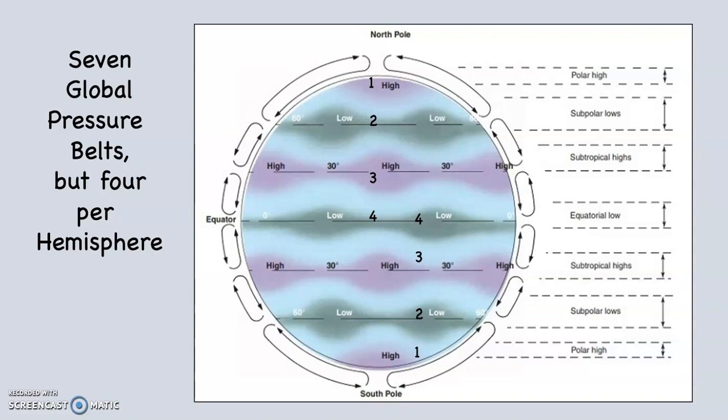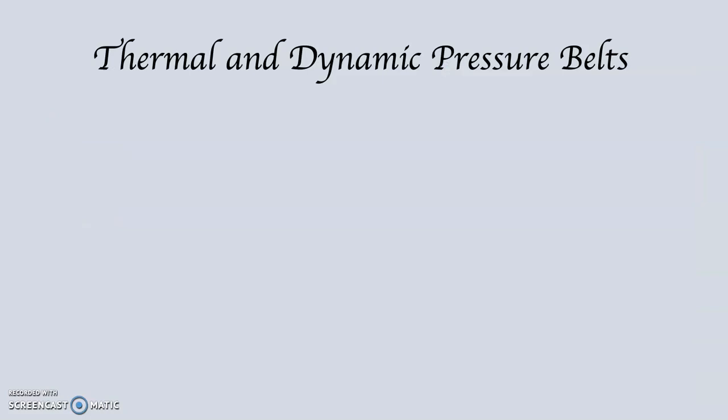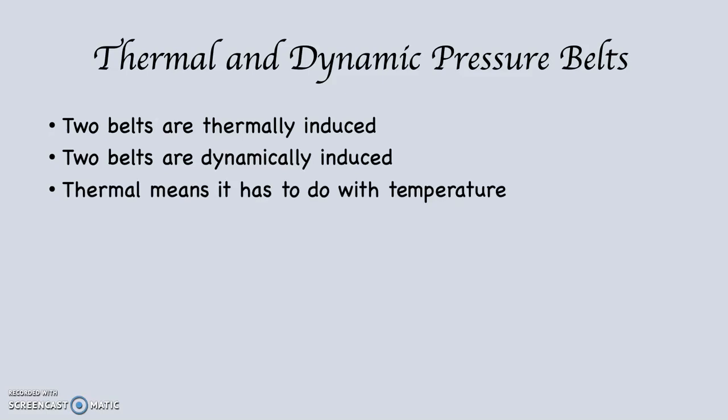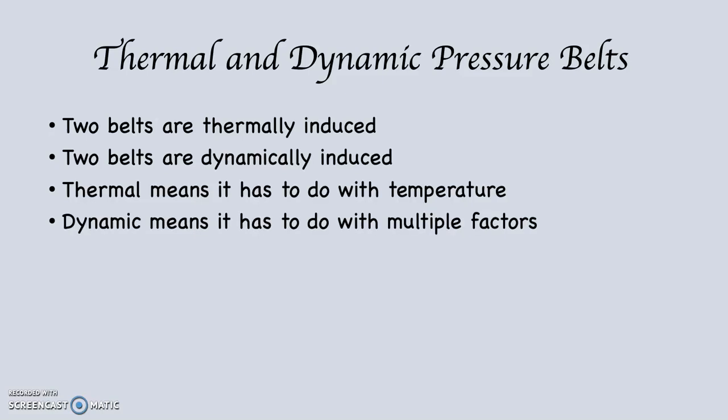Okay? We're just going to take a look at the northern hemisphere and just deal with it in the northern hemisphere because the southern hemisphere replicates, all right? Now, per hemisphere, there are both thermal and dynamic pressure belts. There are 2 thermally induced pressure belts per hemisphere and 2 dynamically induced pressure belts per hemisphere. Thermal, like you might guess, means it has to do with temperature. Dynamic has to do with multiple factors. A deep dark secret is really it's related to temperature also, but it's multiple temperature factors.